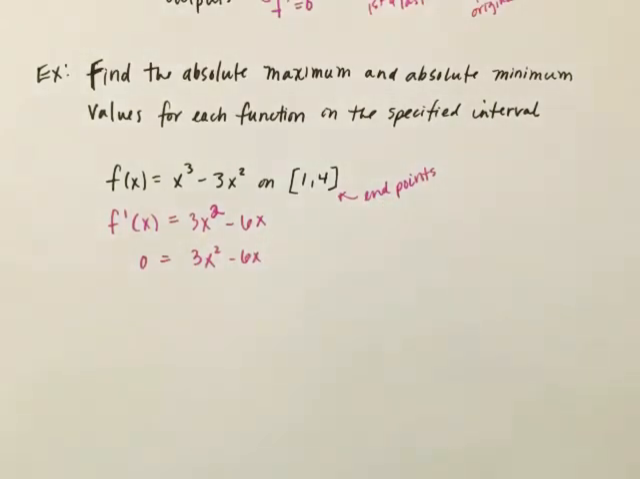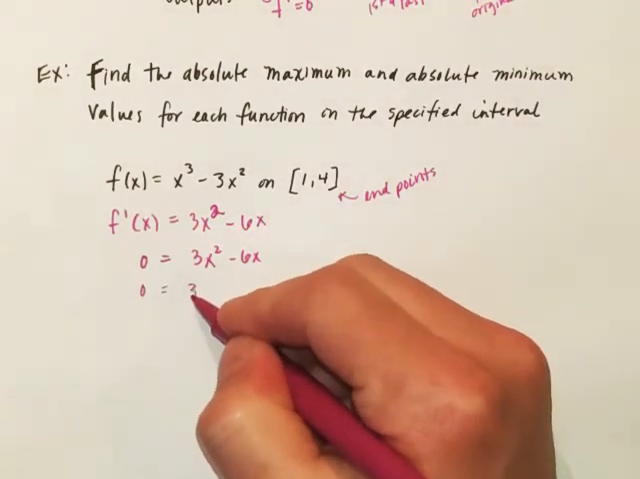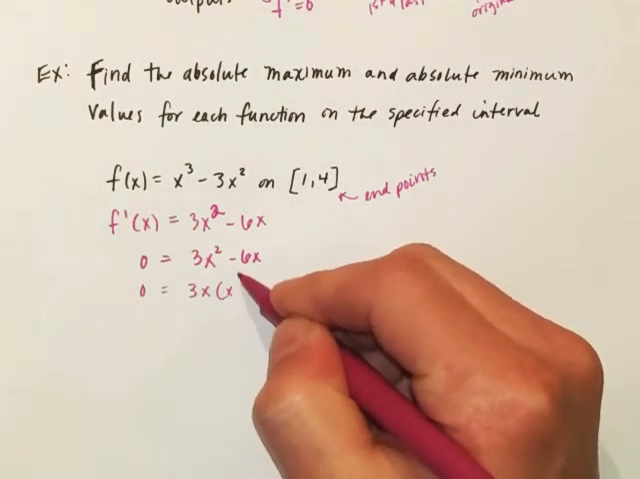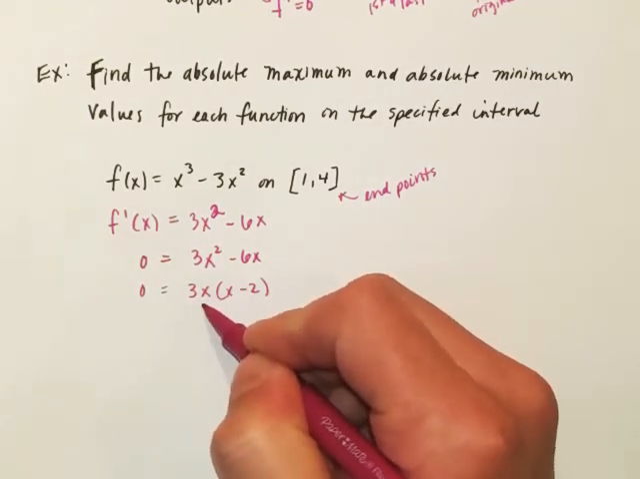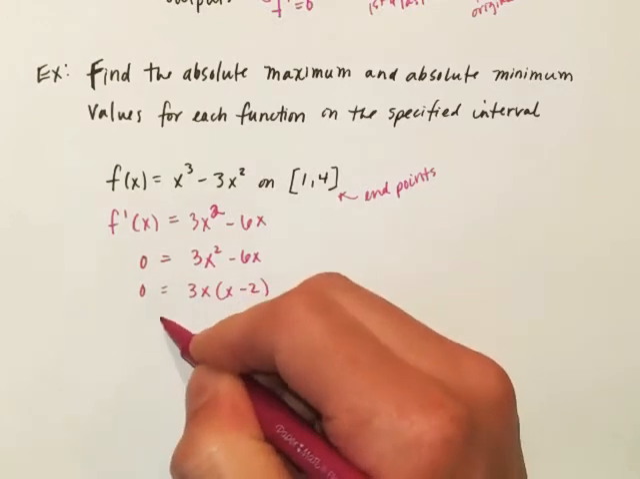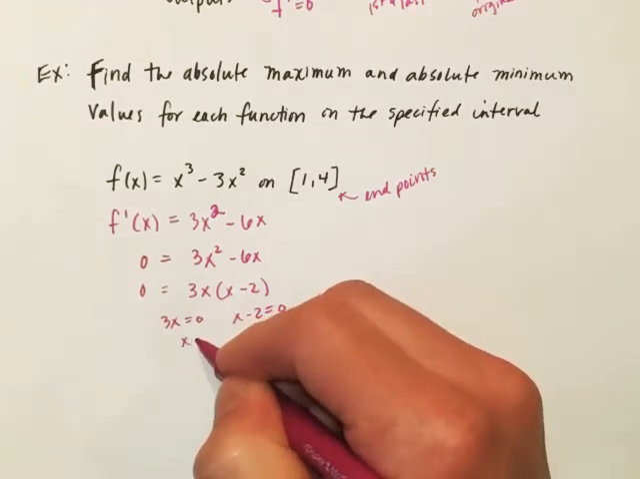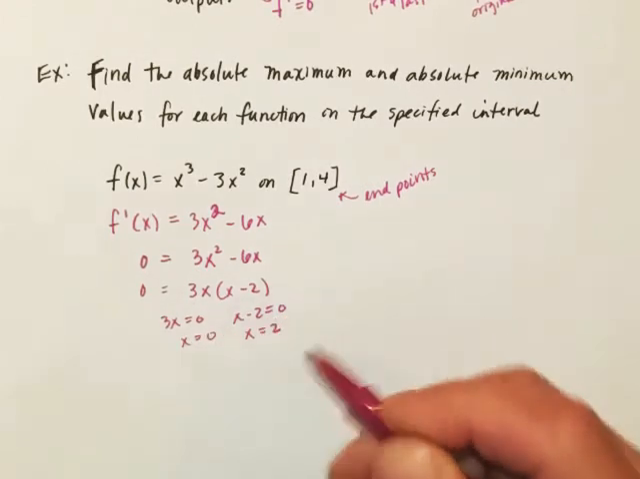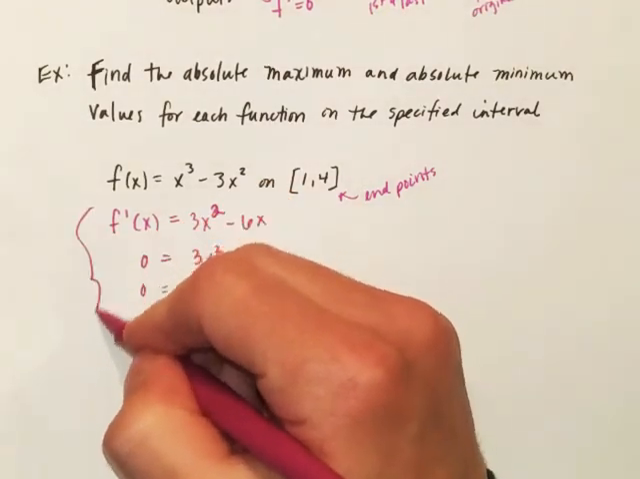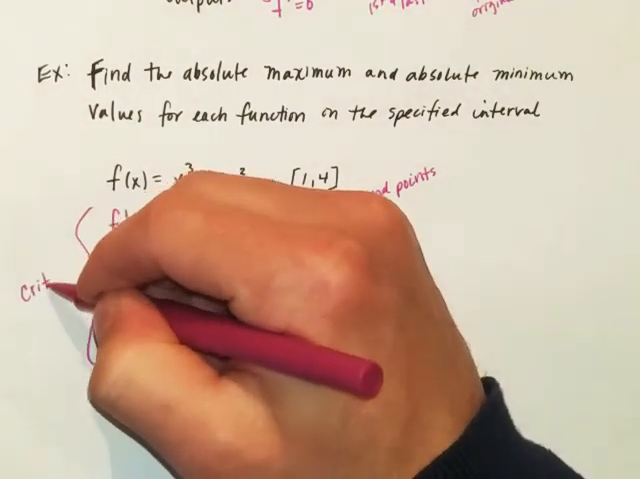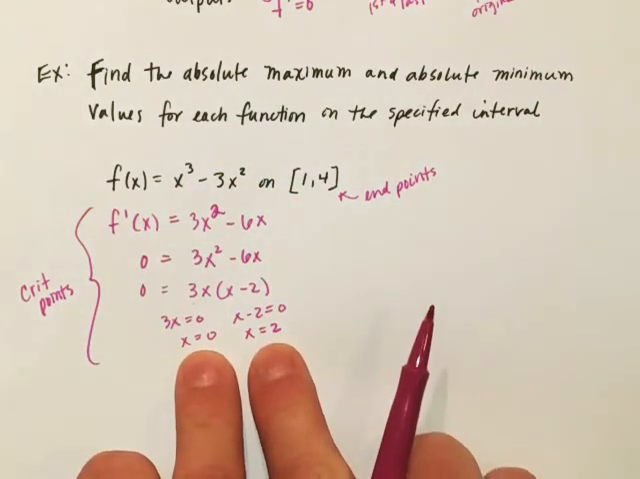I'm going to solve this by factoring. There's a GCF here of 3x, so that leaves us with x minus 2. Then we break up each of these factors and set each one equal to 0. I'm actually going to show my steps here, and I get x equals 0 and x equals 2. So now those are our critical values. Off to the side here, I'm just finding my critical points, critical values, critical numbers, which are going to be 0 and 2.